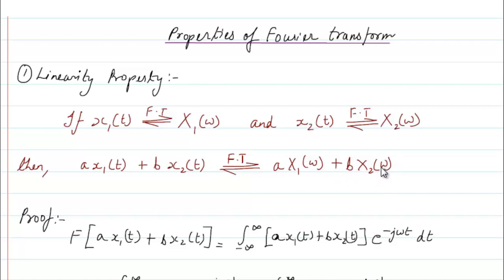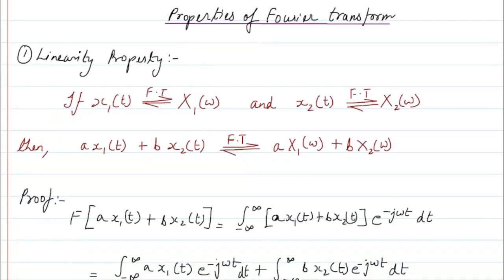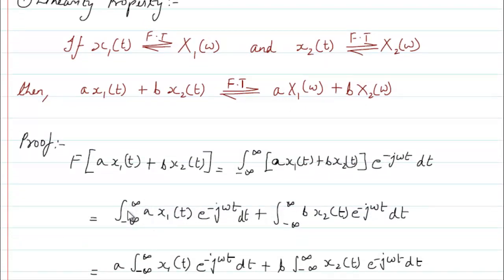Let's try to see its simple proof. We know that the Fourier transform of any function will be the integral from minus infinity to infinity of that function that we have written in the bracket here, into e raised to power minus j omega t dt. This is the simple equation. Now I can open up this bracket, I can take this one and this one separately as two integral values. So that is what exactly is done here. I have integrated the first part a x1 of t with e raised to power minus j omega t dt, plus the second part, the integral of b x2 of t multiplied with e raised to power minus j omega t.